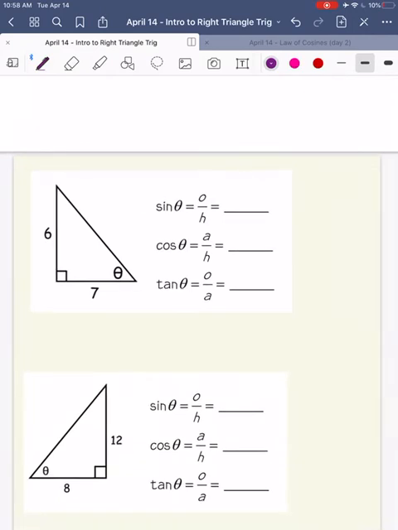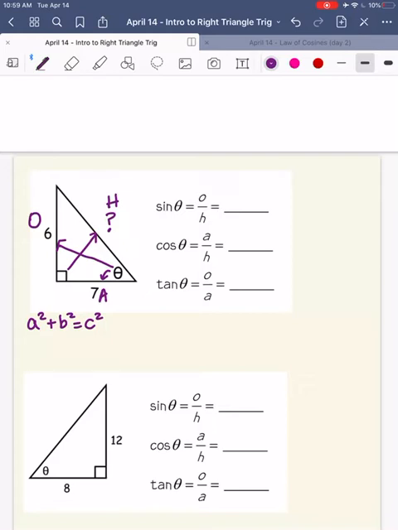Let's first label what we know. This is the O, and this is the A, and we're missing the H. How do we figure this side out? Well, there is a formula that you learned before last year, but that you also used last year, called the Pythagorean theorem. The Pythagorean theorem states that a squared plus b squared equals c squared. This only works for right triangles, but every single problem we're going to be doing over the next couple weeks will be right triangles.